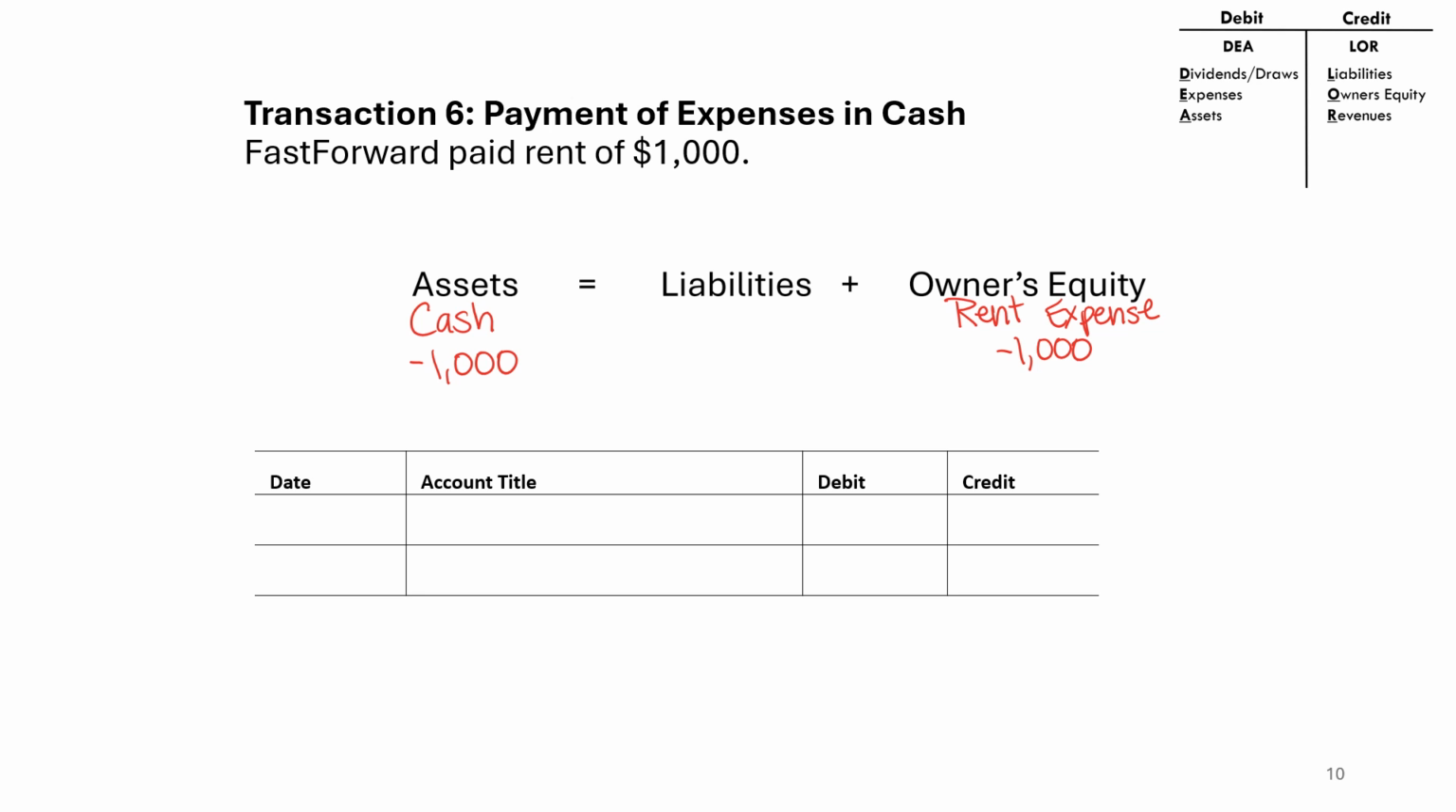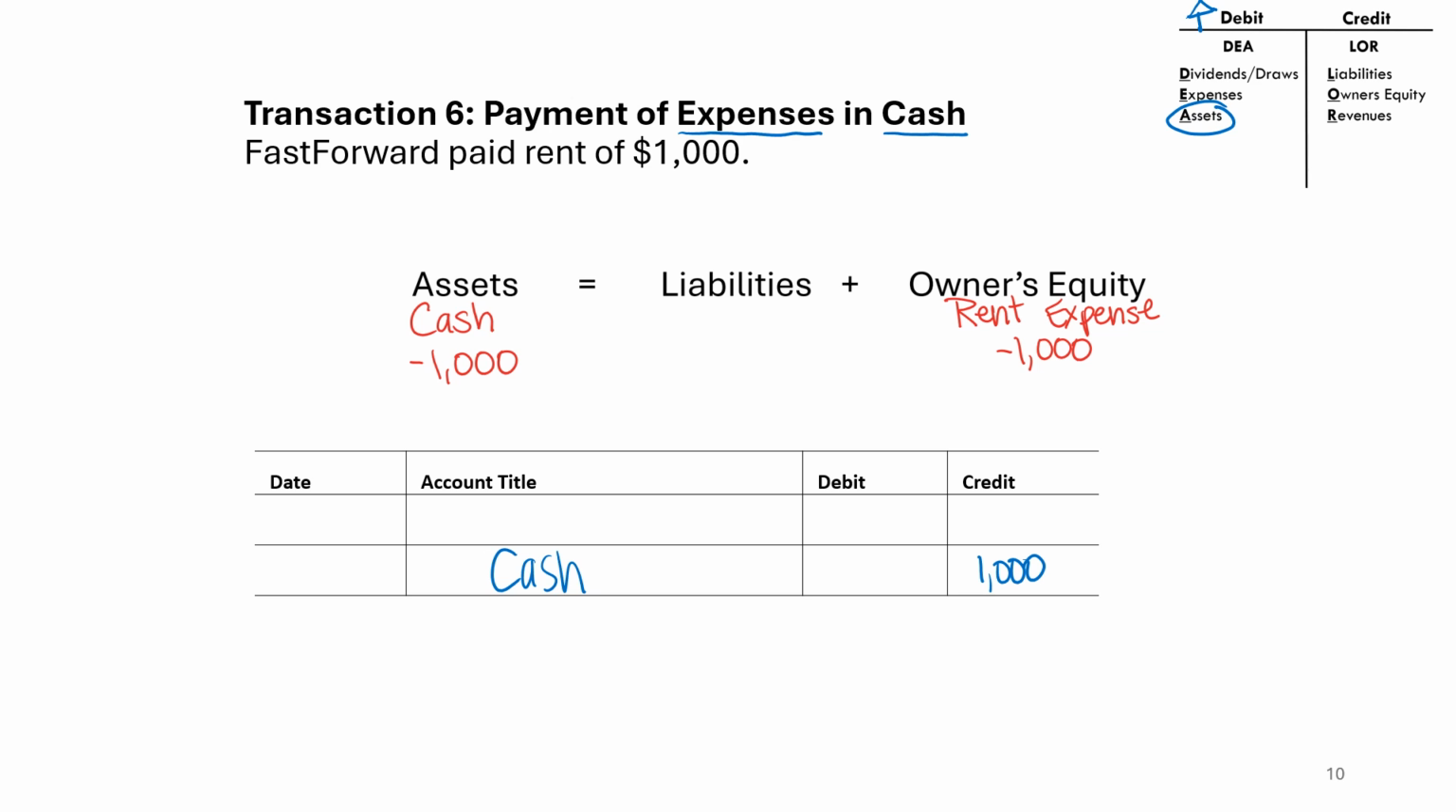Transaction 6, payment of expenses in cash. So we already know there will be an expense and there will be cash. Fast Forward paid rent of $1,000. So if the company is paying cash, that means that cash will be decreasing. Cash is an asset. Assets are increased with a debit. So that means to show a decrease in cash, it will have to be a credit to cash. So credit cash for $1,000.